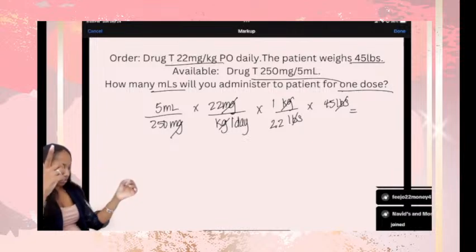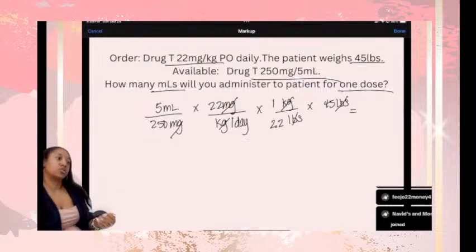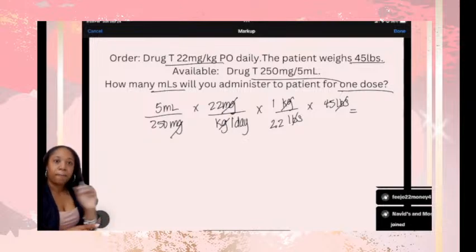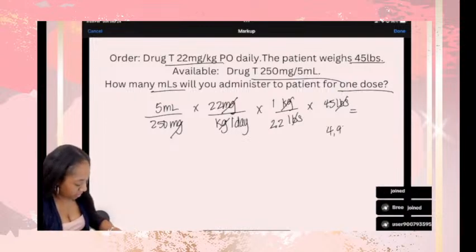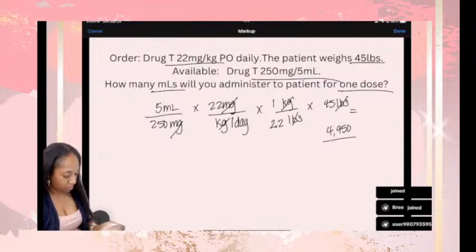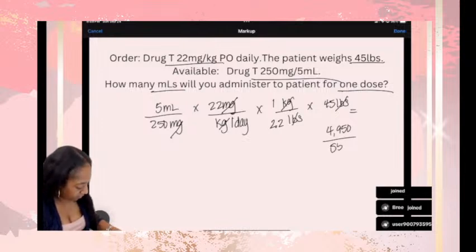So now you've got milliliters per day because it's only one dose a day. This is going to give you how much to give to your patient. So you multiply across the top, multiply across the bottom, and then divide. So 5 times 22 times 45 times 1 is 4,950, divided by 250 times 2.2, and that's 550.